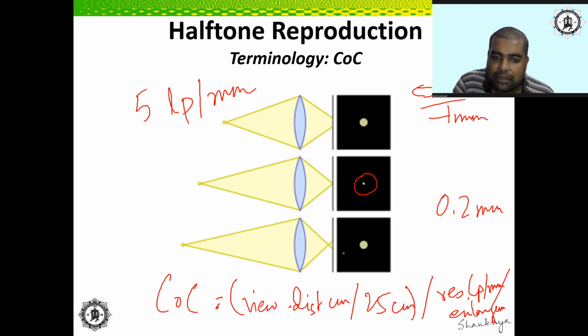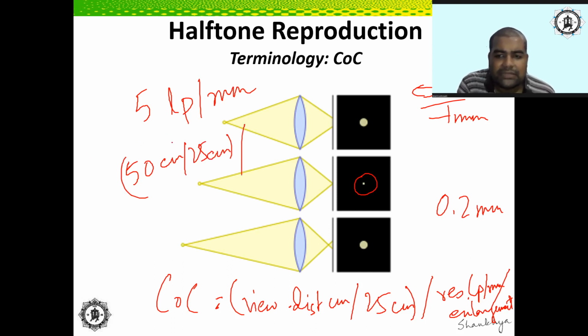So if you are magnifying the image, maybe the image is magnified twice. If you are not magnifying it, then the enlargement factor is 1. So for example, if your viewing distance is around 50 centimeter, and your resolution is, let us say, 5 line pairs per millimeter, and the image that you are viewing has been magnified by 8 times, then what will be the value of the circle of confusion?